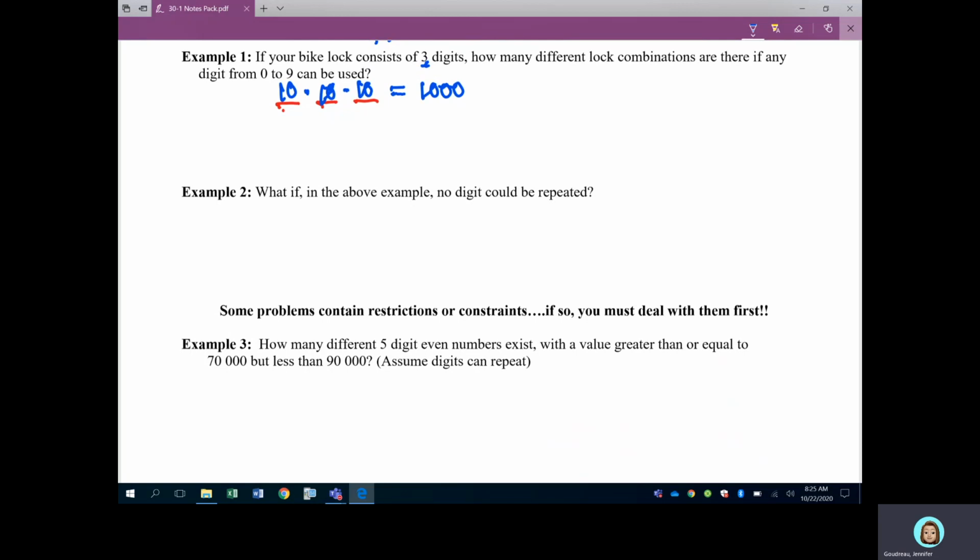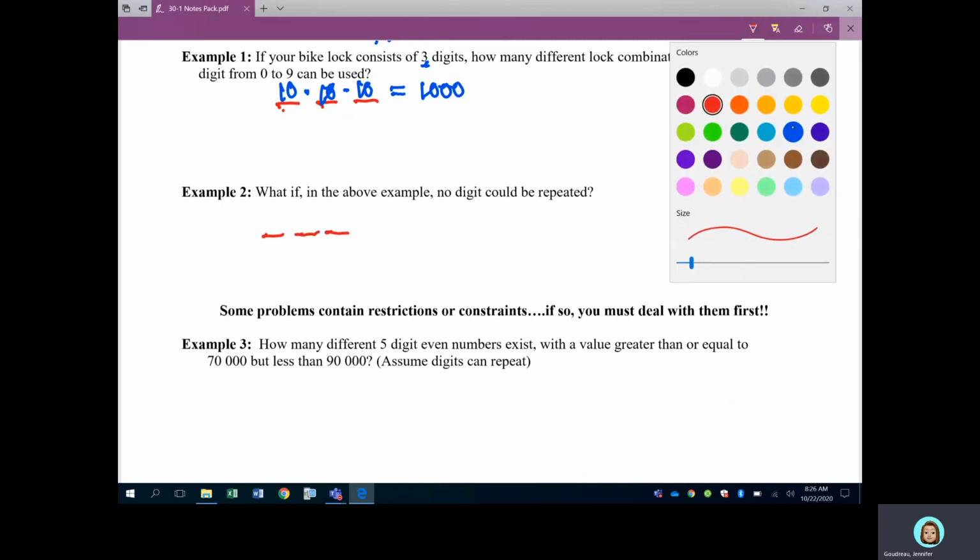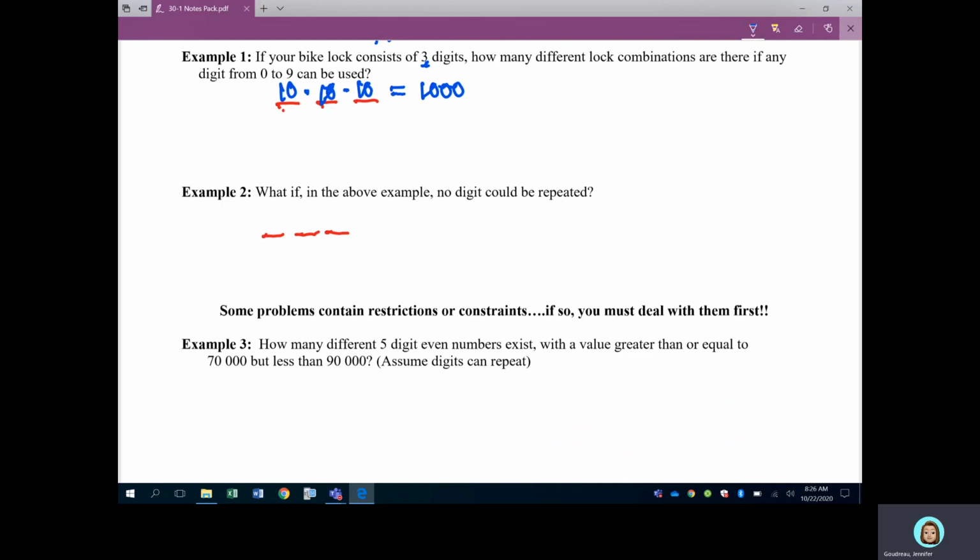What if, in the above example, no digit could be replaced? So we still have our 3 blanks, our 3 choices, our 3 digits. So I'm going to start by drawing the 3 blanks, which represents our 3 stages, our 3 digits. In that first blank, I'm going to think about how many choices I have. I can use any digit from 0 to 9, so that is 10 choices.